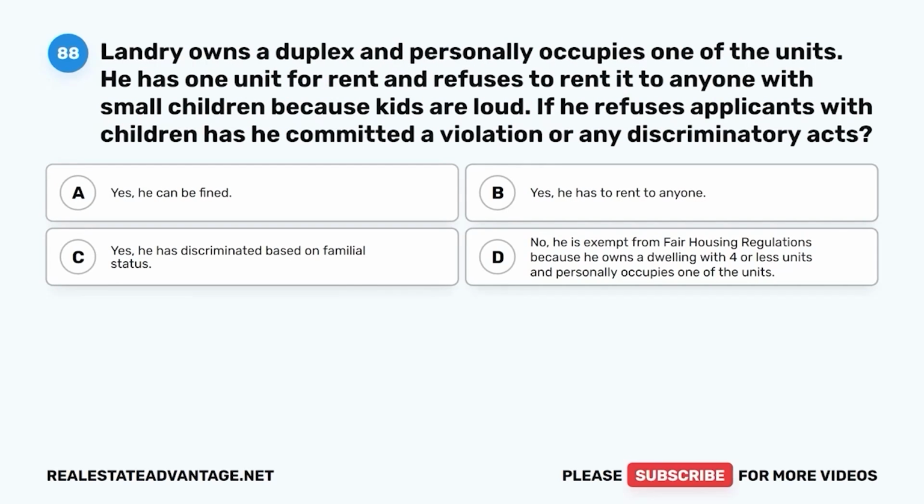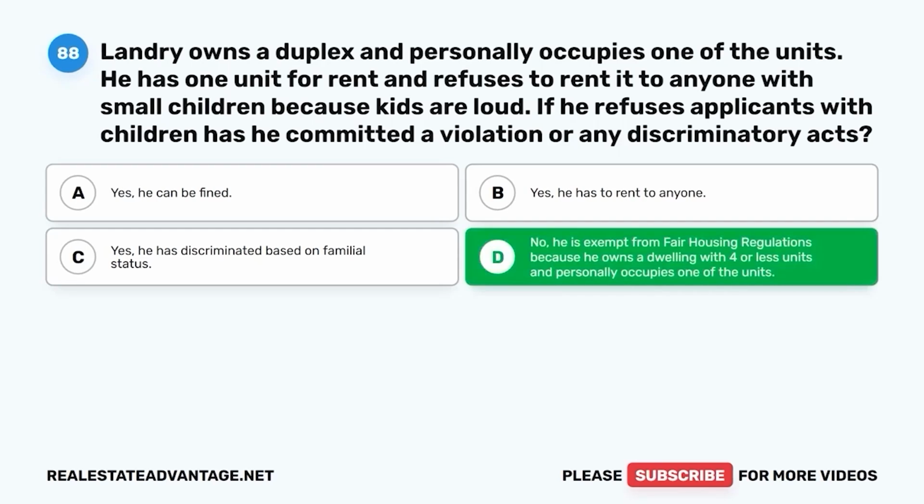Question 88. Landry owns a duplex and personally occupies one of the units. He has one unit for rent and refuses to rent it to anyone with small children because kids are loud. If he refuses applicants with children, has he committed a violation or any discriminatory acts? A. Yes, he can be fined. B. Yes, he has to rent to anyone. C. Yes, he has discriminated based on familial status. D. No, he is exempt from fair housing regulations because he owns a dwelling with 4 or less units and personally occupies one of the units.